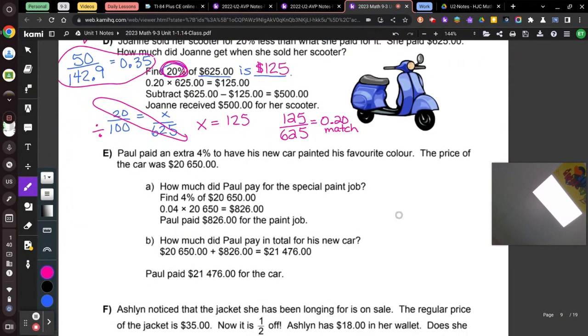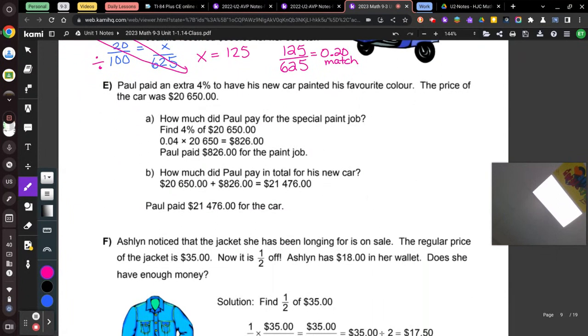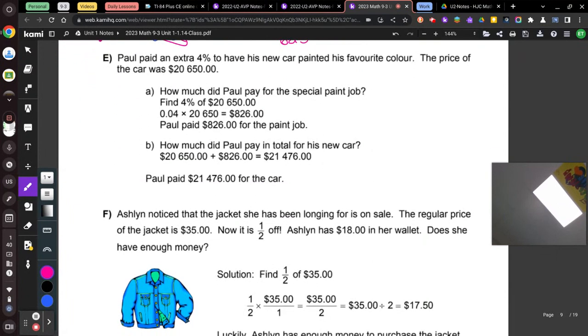All right, let's take a look at letter E. Paul paid an extra 4%. And look at how big that price was. Holy smokeroonios. Okay, it's a paint job on his new car. Cost him over $20,000. Yikes. Okay, it's a special paint job. So we want 4% of a number. So 4% of 20650. So let's set it up.